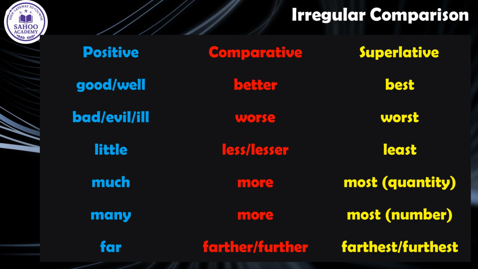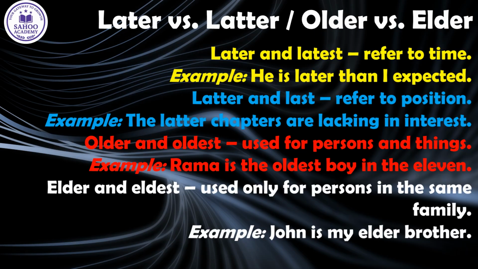Now let's look at two confusing pairs of words, later versus latter and older versus elder. First, later and latest are used for time. They talk about something happening after another time. For example, he is later than I expected. That means he arrived after the expected time.